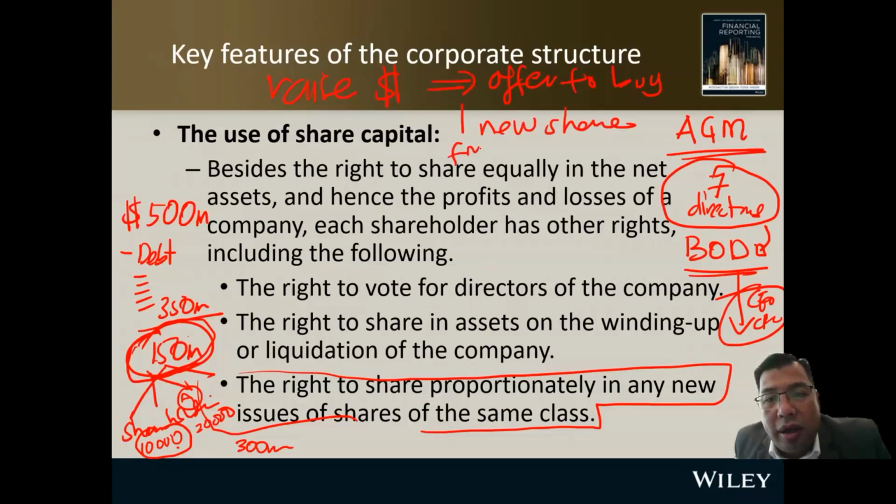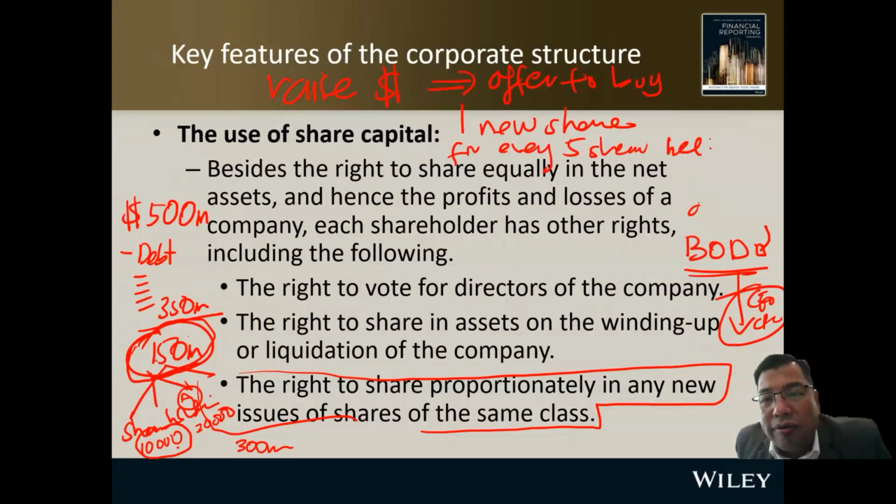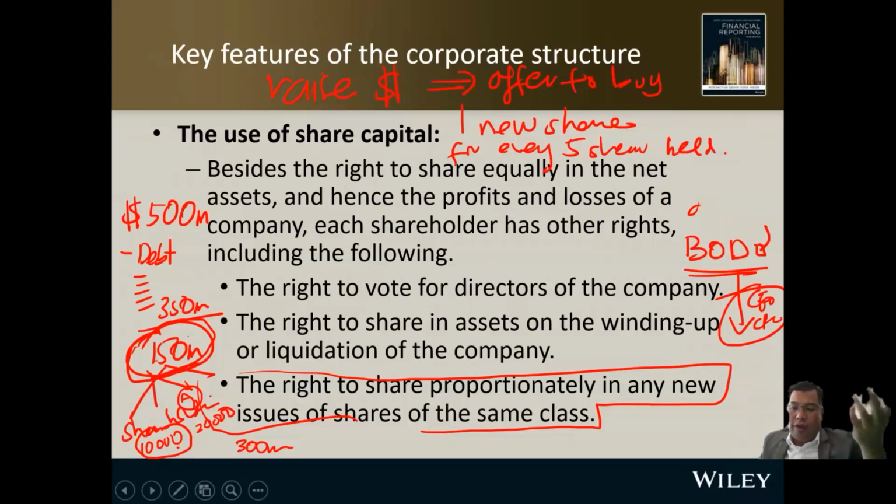for every five shares held. So if you have five shares, you are being offered to buy one new share. If you have 10, you have a right to buy two new shares. Maybe this is at a discounted price. So this is the rights issue, the right to buy shares.